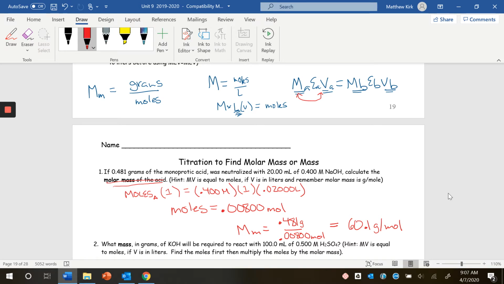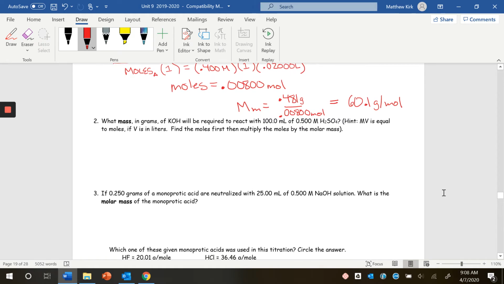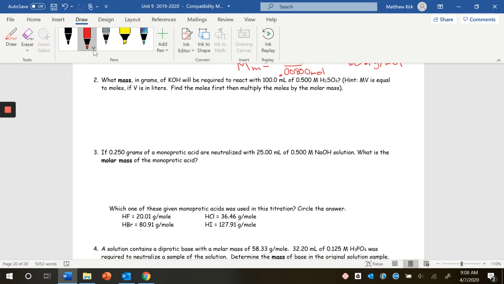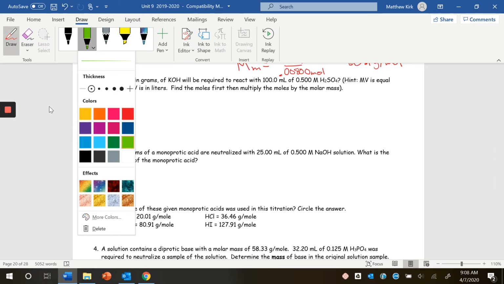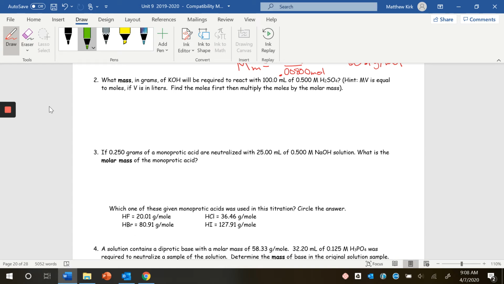All right, that was 1. Don't worry, I'm going to go through most of this page together. So let's try number 2. Number 2 is asking, what mass in grams of KOH will be required to react with 100 milliliters of 0.5 molar H2SO4?